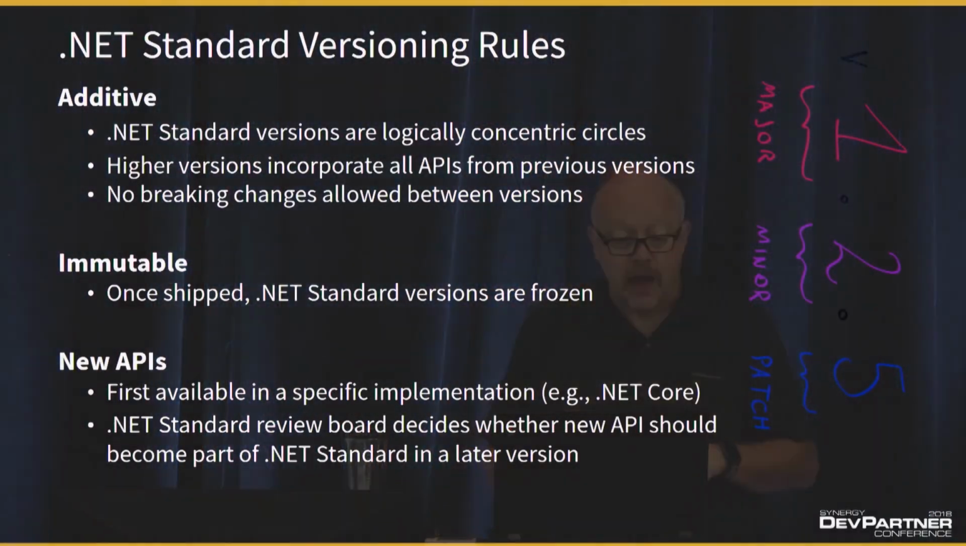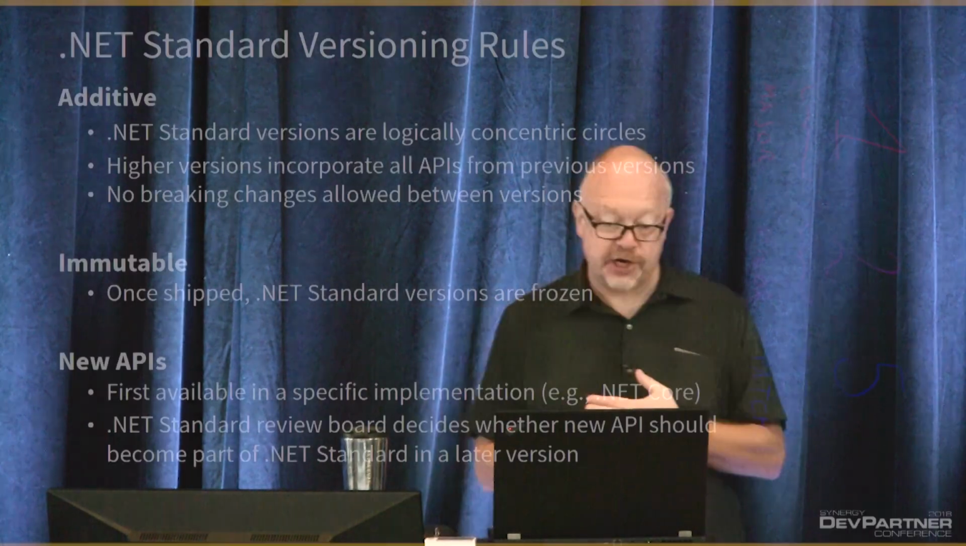Might get extended with additional capabilities, but the core APIs that you're dealing with will not change. The .NET Standard environment is immutable, so once shipped, the versions are frozen. Again, there is no way they're going to go back and make a change to what is 1.0, what is 1.1. Once it's shipped, it's not going to change.